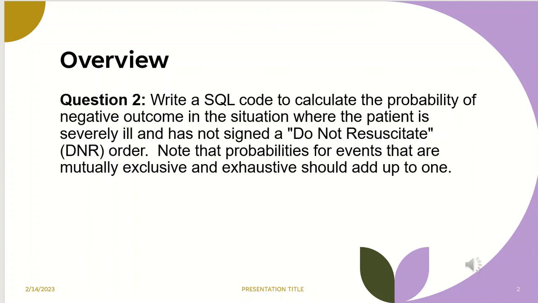So we need to write a SQL code to calculate the probability of a negative outcome in the situation where the patient is severely ill and has not signed a do not resuscitate order. We have to note that the probabilities for events that are mutually exclusive and exhaustive should add up to 1.